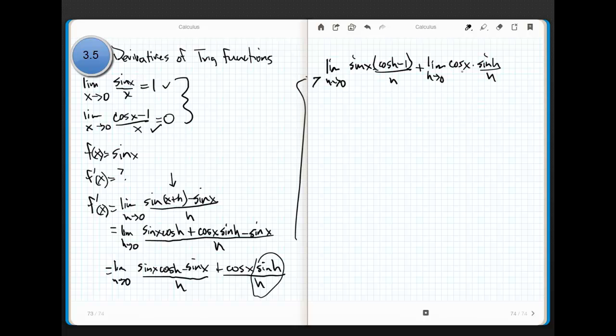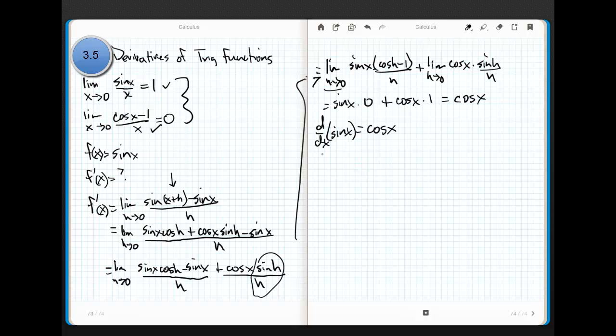Hey, the limit of a product is the product of the limits. Remember, sine x is just a constant because we're talking about h. It doesn't even see that x. So this ends up being sine of x times 0 plus cosine of x times 1. Guess what the derivative of sine of x is? The derivative of sine of x is equal to cosine of x.